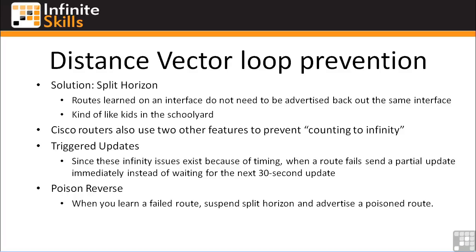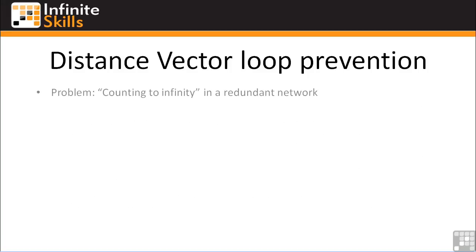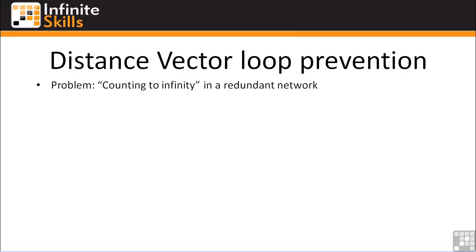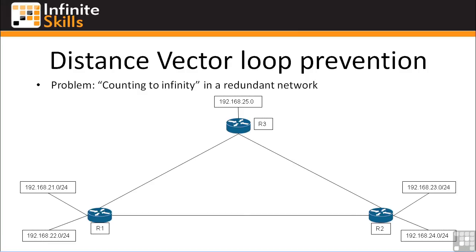So we're carrying on with our discussion of distance vector loop prevention. We've talked about counting to infinity on a single link. And so now let's move on to the next problem, counting to infinity in a redundant network. Now I know you might be saying, well, isn't this the same thing as counting to infinity on a single link? It pretty much is.